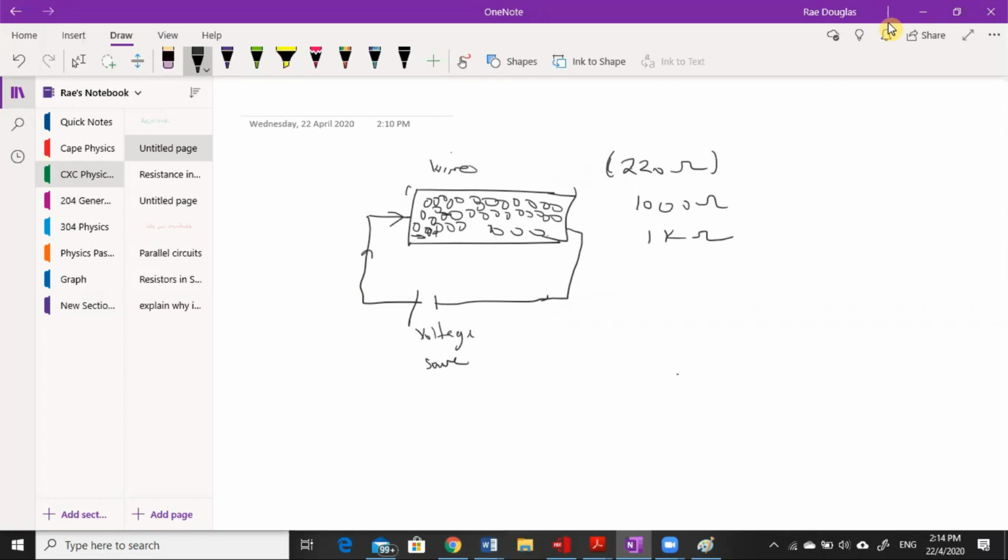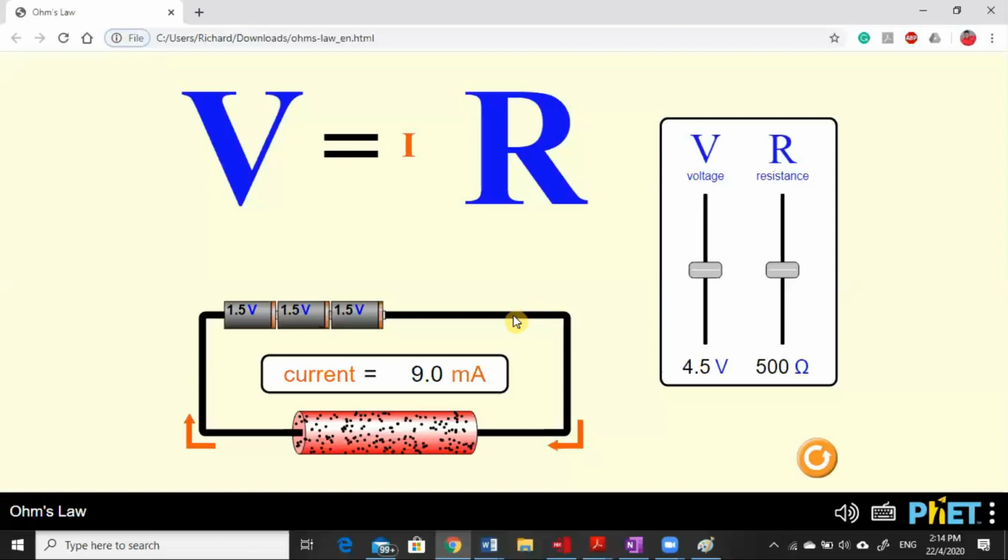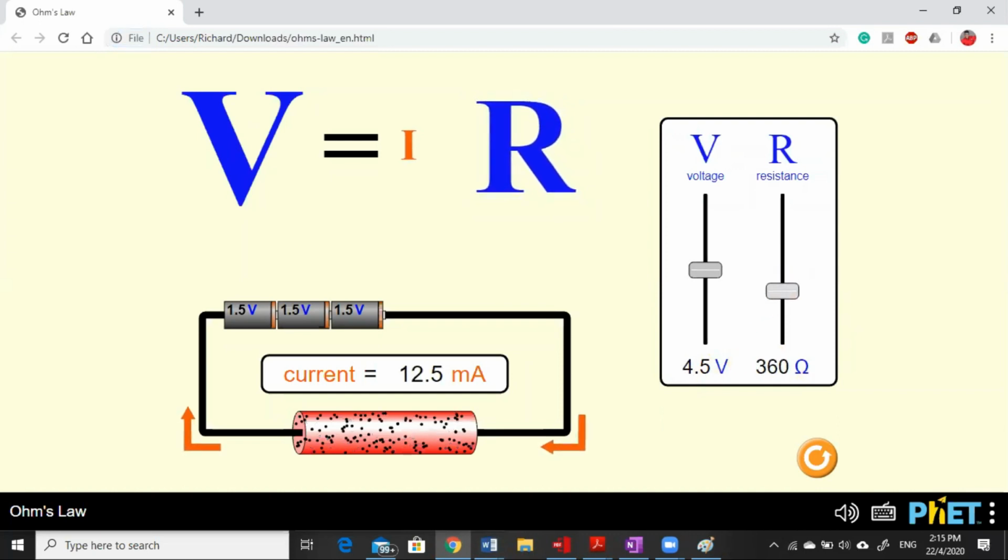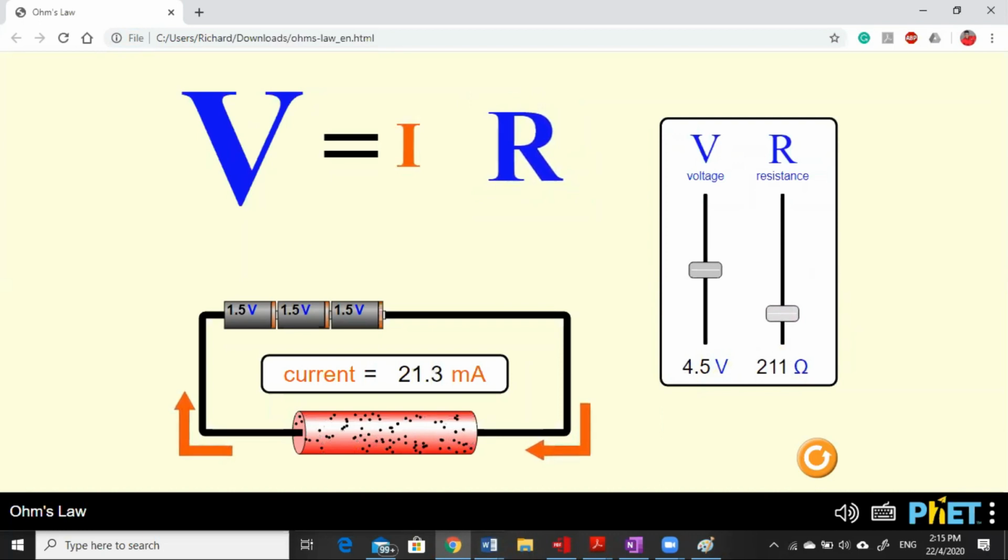No, I'm not getting an answer from you guys, so I'm going to jump to this thing here. Now let's look at a situation like this. Let's take, for example, the diagram that I had just now, where the voltage was 4.5 and the wire has a resistance of 500K. Good. Now let me try to adjust this to around 220. What do you see is happening to my current here? It's going up.